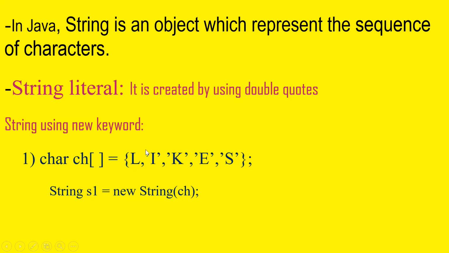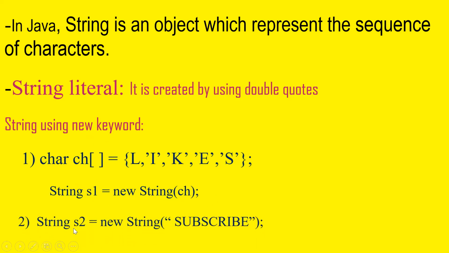Here also there would be single quotes. Okay, I'll just miss that. And here we will write String s1 equal to new String(ch). This is the first way to create it using the new keyword, and the second way is String s2 equal to new String("subscribe"). We could write it directly over here. Okay, there are two ways to write it.